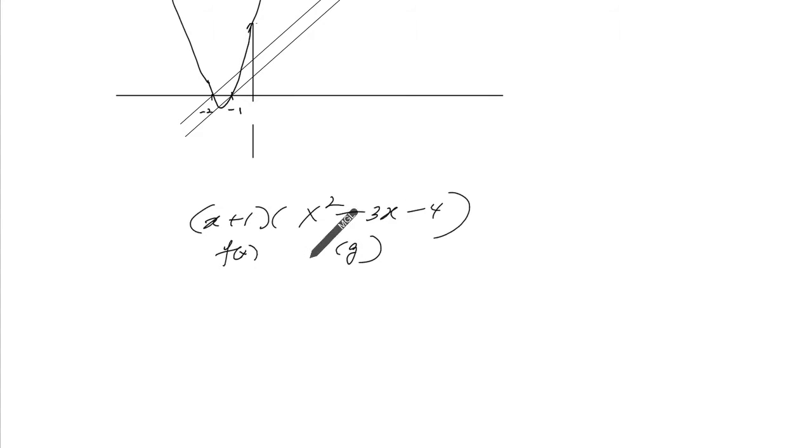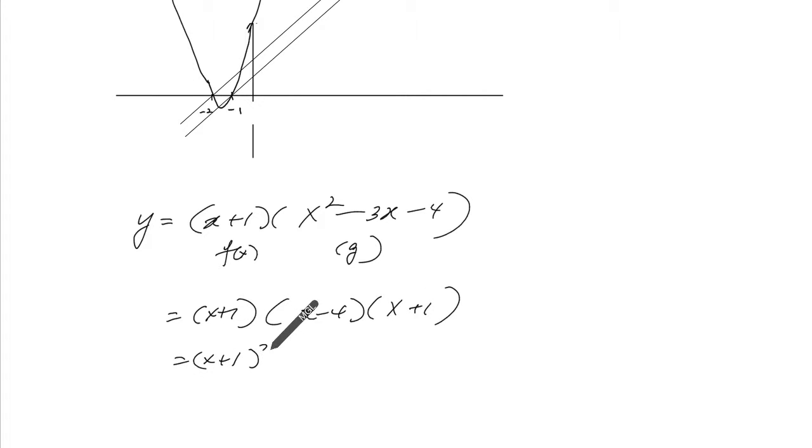What happens if you multiply x plus 1 with x squared minus 3x minus 4? This is f of x, this is g of x. What would this graph look like? A cubic. I purposely made this factorable, x minus 4 and x plus 1. So this is actually x plus 1 squared and x minus 4. So with polynomials, it's very easy when you multiply, right?